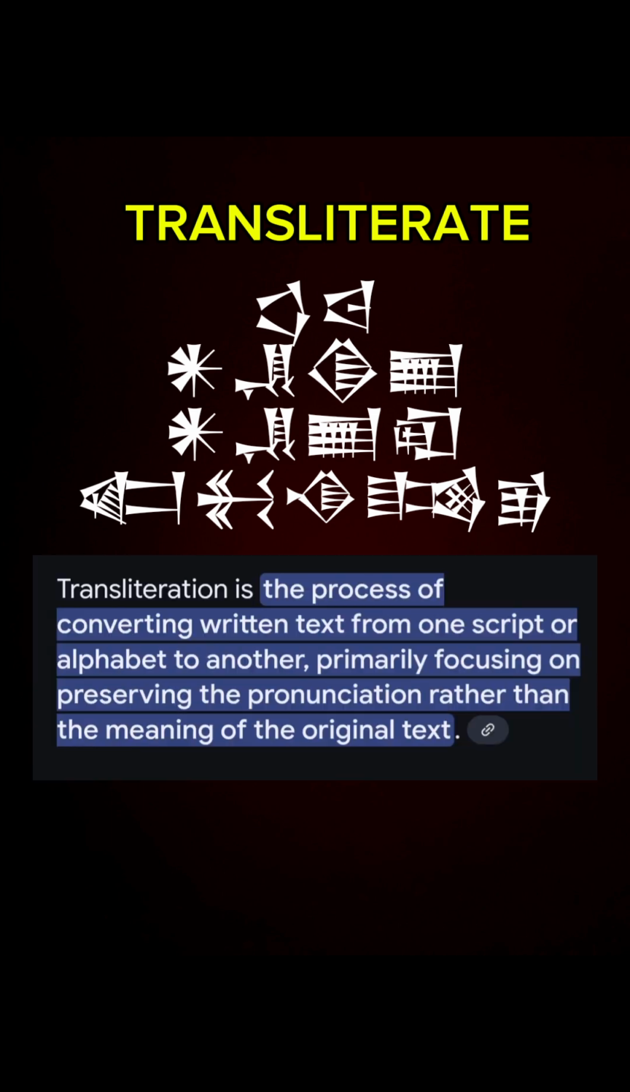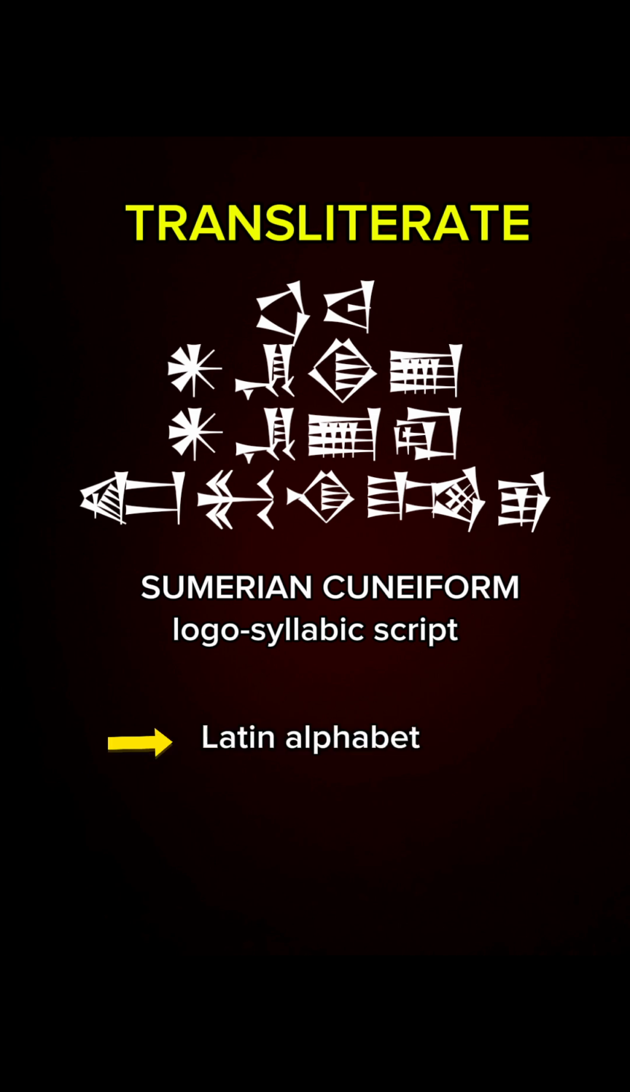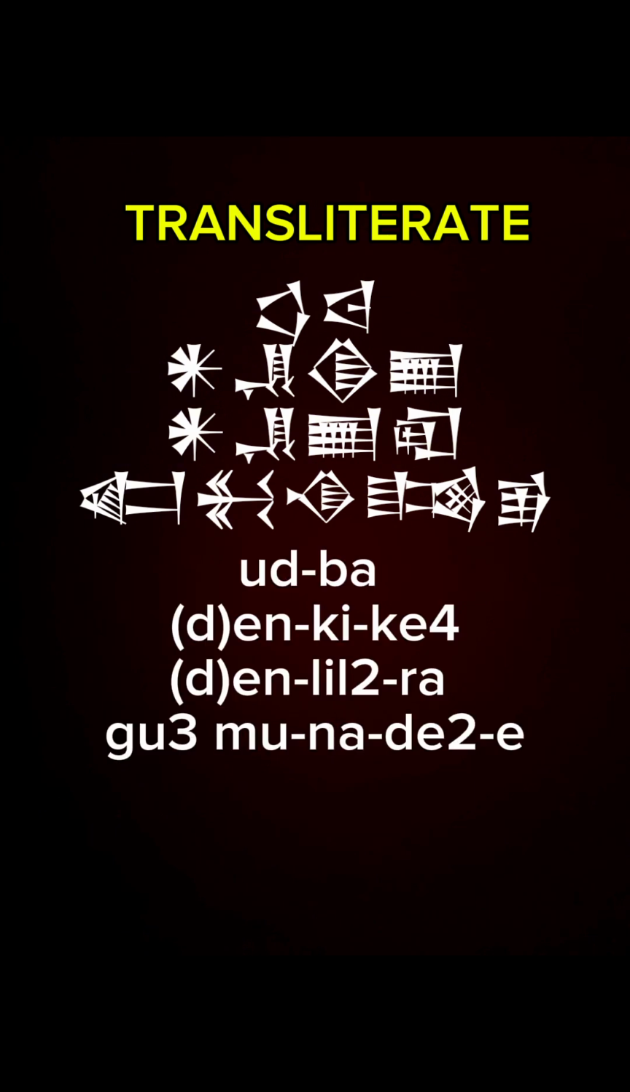This is the act of taking one writing system and converting it into another writing system. In this case, we are taking Sumerian cuneiform, which is a logo-syllabic script, and converting it into the Latin alphabet. An alphabet uses single letters to build words with a complex grammar system and punctuation, whereas a logosyllabic script uses logograms and syllables to build their words along with a complex grammatical system. So when we transliterate this sentence, we end up with this. Utpa inkike en lira gu munate.